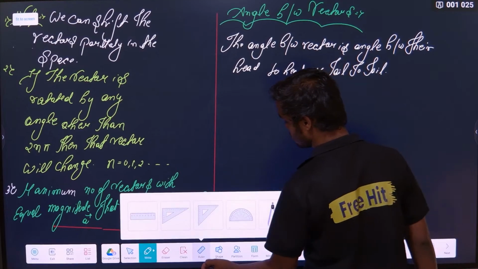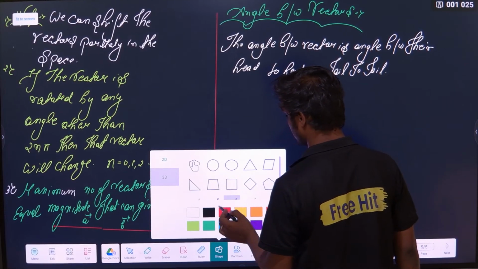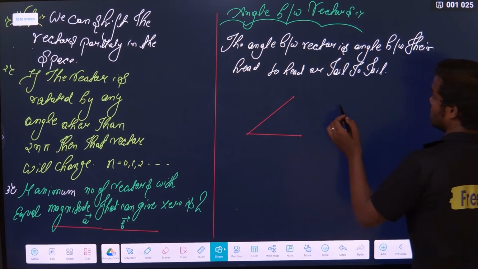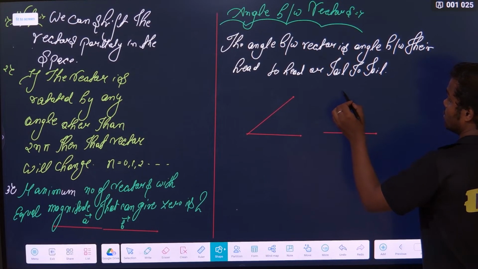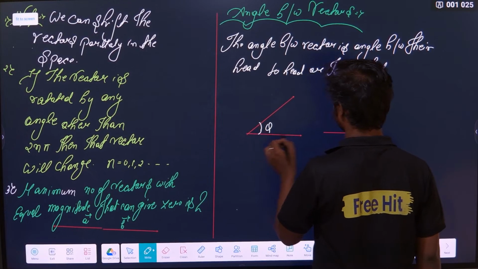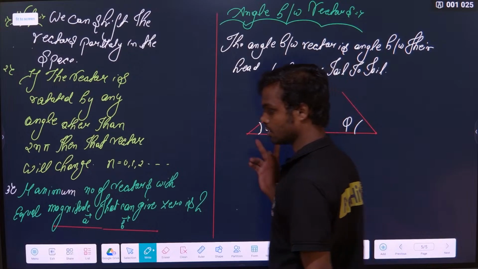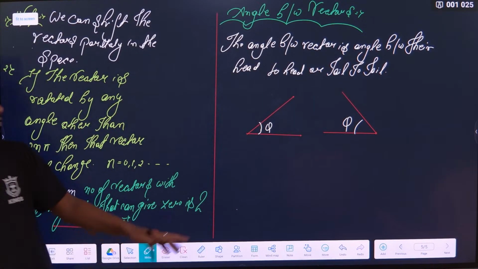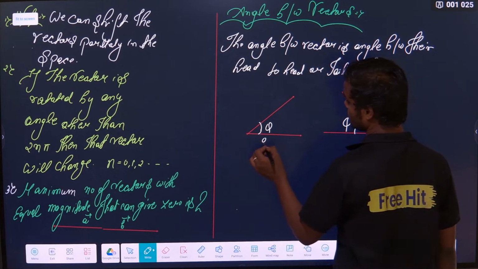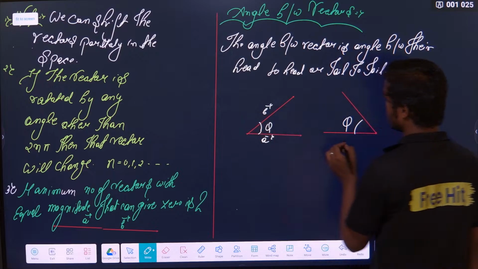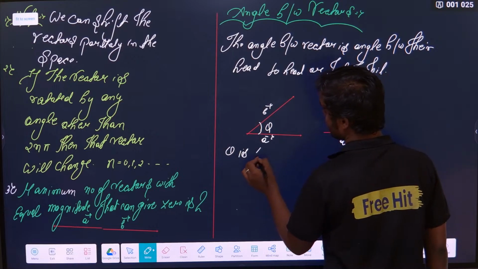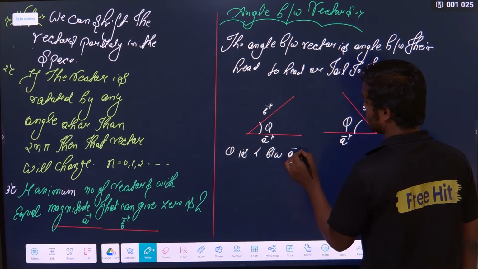Now let us see this. Suppose this is one vector, and this is another vector. So this angle is theta. This is called the angle between the two vectors. Suppose this is vector A and this is vector B. So this theta is the angle between vector A and vector B.